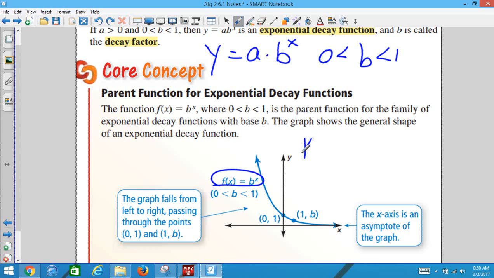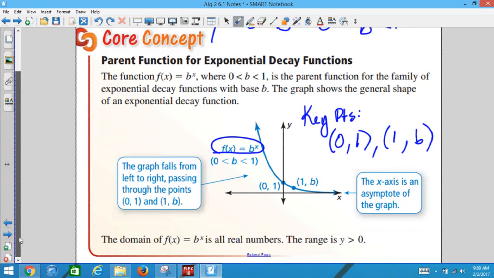Okay, so our key points: we first plug in 0, and for this particular equation, when we plug in 0, we get 1. And then after that, we plug in 1. So you plug in 0, and then you plug in 1, and that gives you your key points. For f of x equals b to the x, when I plug in 1, I just get b, but I don't know what b is. We'll do one that actually has numbers in it next.